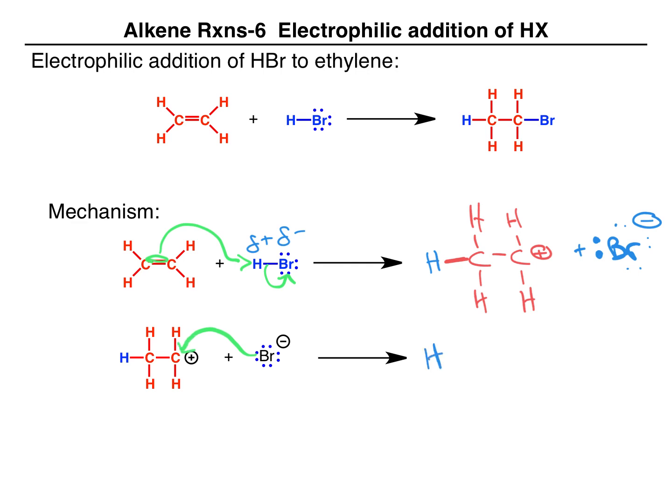And that gives us this product. So we have a new bond between the carbon and the hydrogen. The electrons that make up that bond used to be the pi electrons. We have a new bond between carbon and bromine. The electrons that make up this bond would be one of the lone pairs from the bromine.